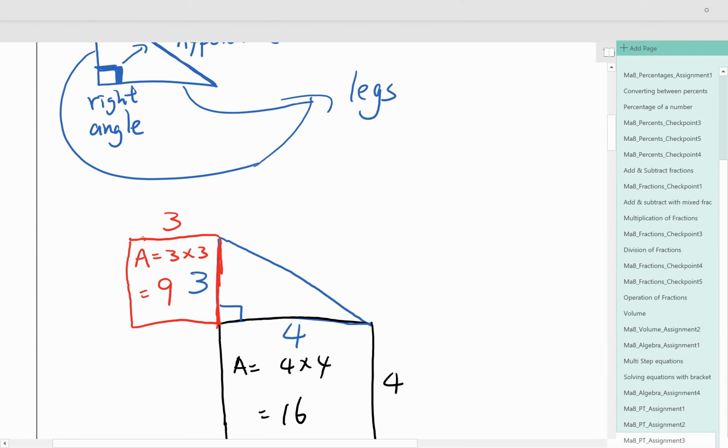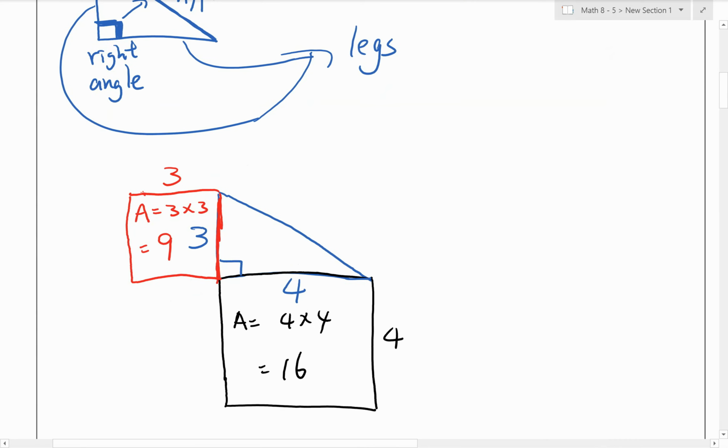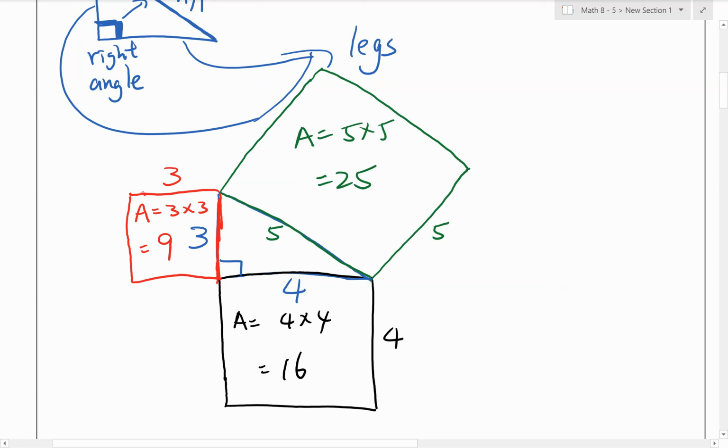What's interesting is, if this is a triangle with legs of length 3 and 4, the hypotenuse would end up with a length of 5. If we do the same thing here and draw a square with a length of 5, the area is 5 times 5, which is 25. So here is 9, here is 16, and here is 25. Is there a relationship between those three numbers?